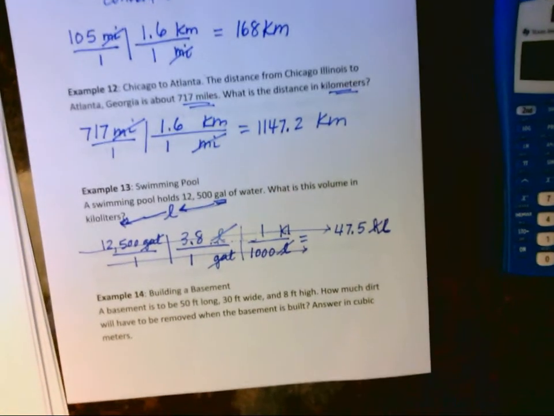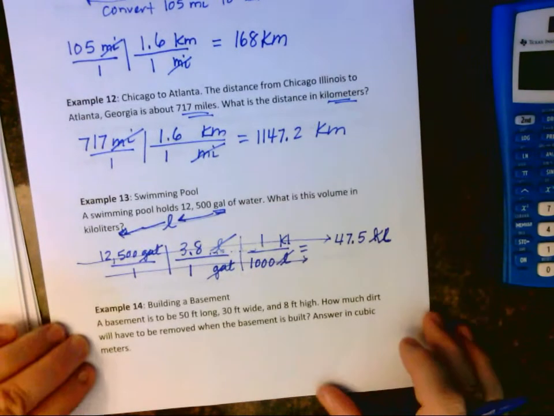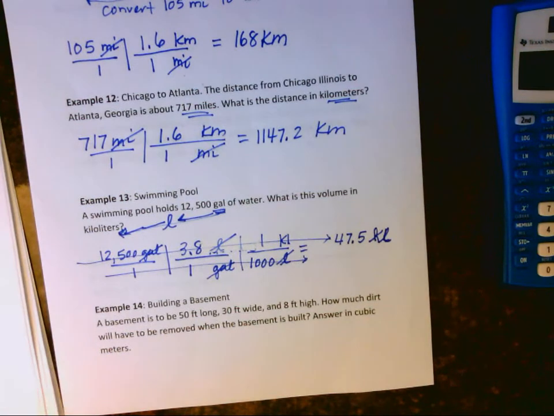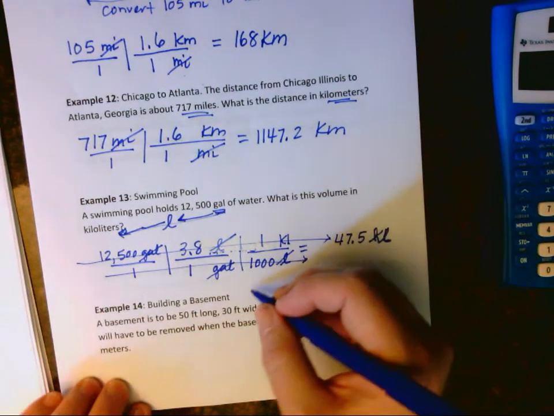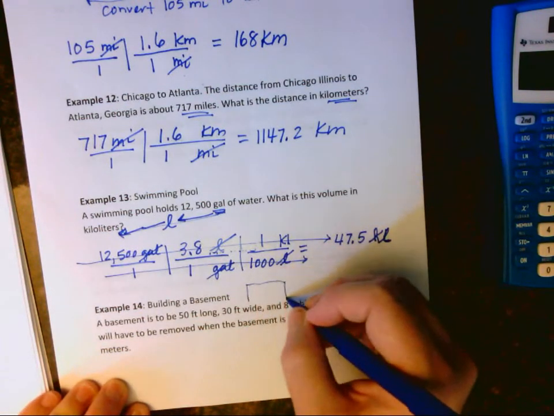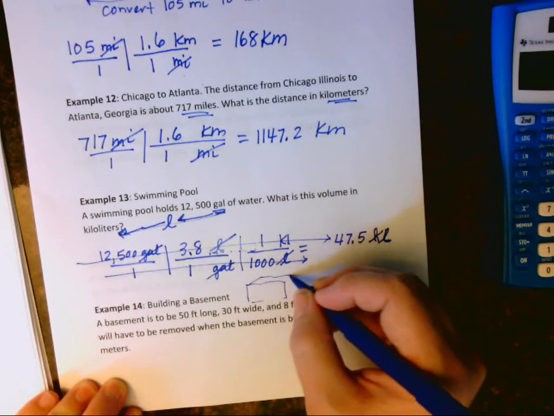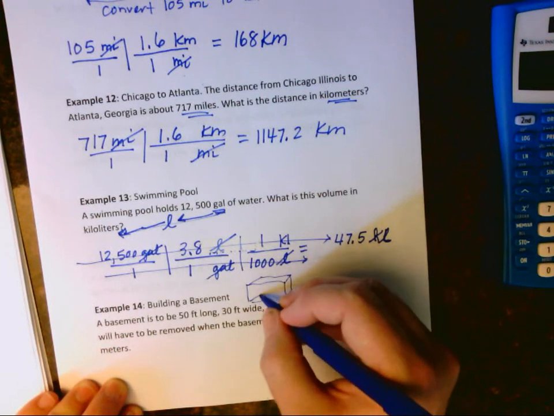And there won't be but 1 or 2 with 2 steps on it, but you will have a couple on your next test. A basement is to be 50 feet long, 30 feet wide, and 8 feet high. Okay, so you've got yourself a basement. I'm not great at drawing, but I like to do it.